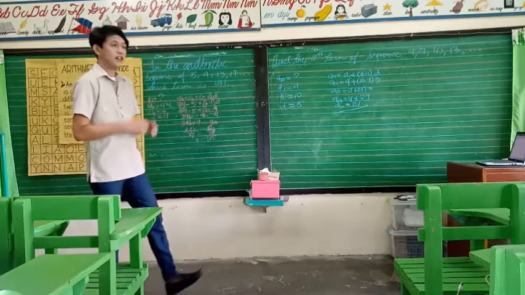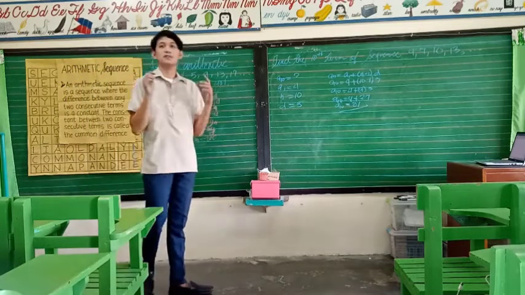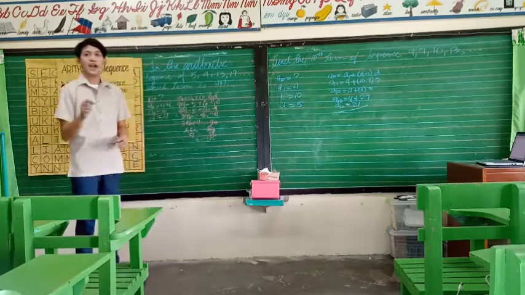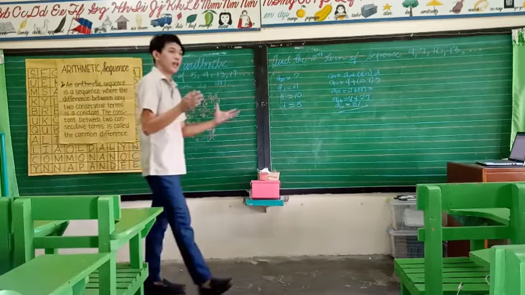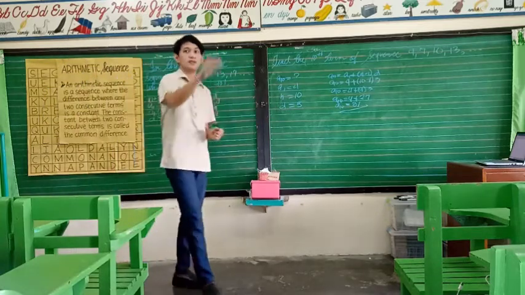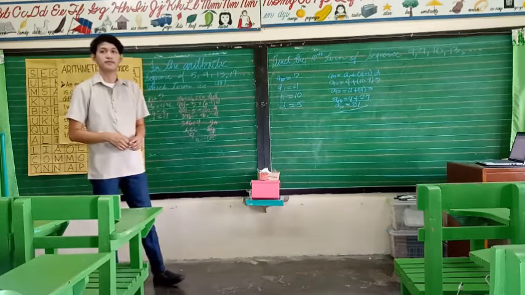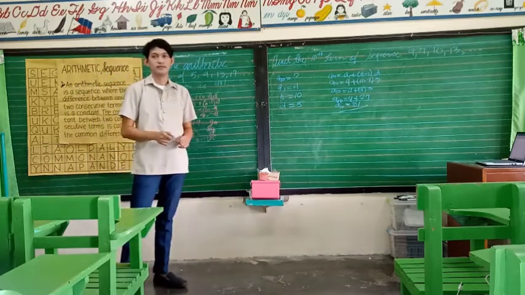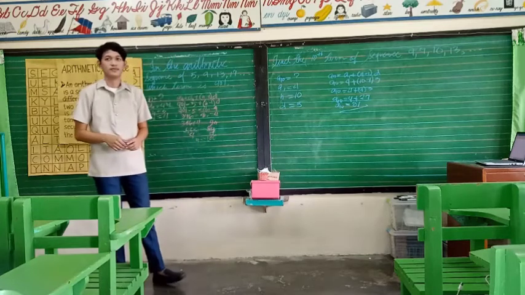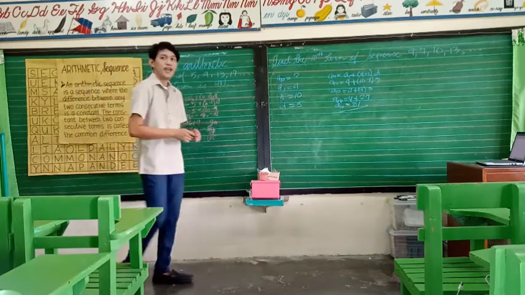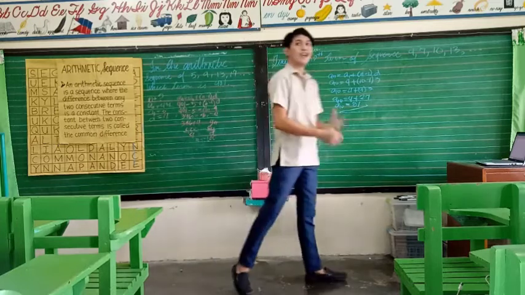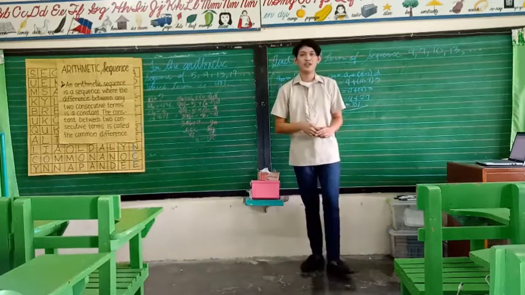And now, who can give me the procedure on how to find the common difference in the sequence? Yes, Miss Charlene. By subtracting the fourth term from the third term, the third term from the second term, and the second term from the first term. Okay, very good. And now, let's test if you really understand the discussion.